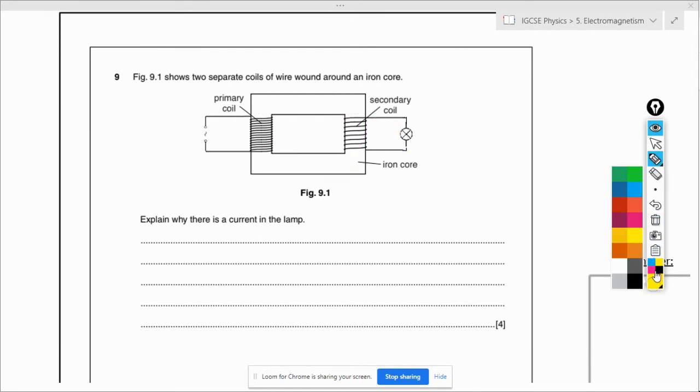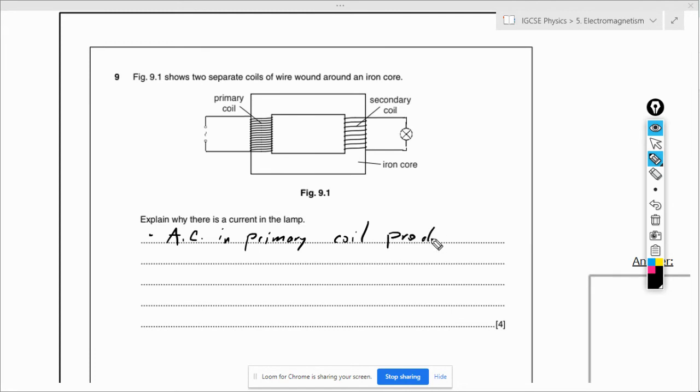So what would we be writing down to answer this question? Explain why there's a current in the lamp. Well, you'd say something about alternating current in the primary coil. Alternating current in the primary coil produces an alternating magnetic field.